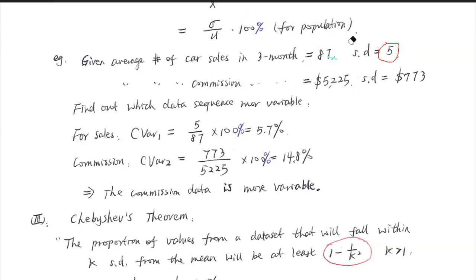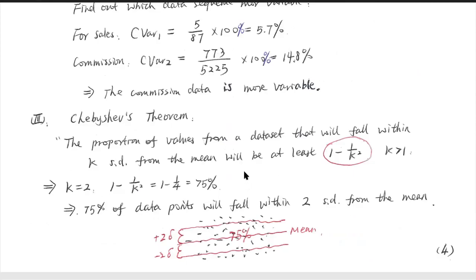Is that clear? So at the end, because we got 14.8, that's bigger than this 5.7, we say, oh yeah, 14.8 is bigger. So that data sequence potentially has more change. So it's more volatile. Okay, thank you. No problem.